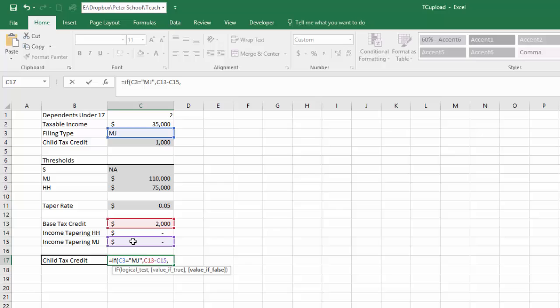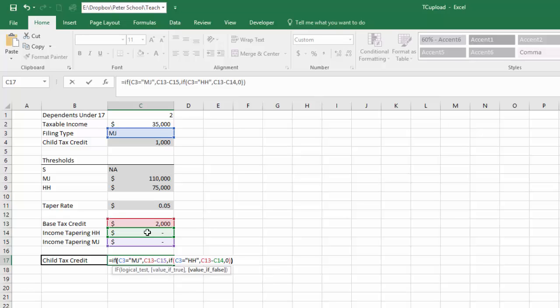Next, if our filing type equals head of house, then it's just our base tax credit minus our income tapering. Otherwise, our credit is equal to 0. That means if you are filing single, your child tax credit is equal to 0.